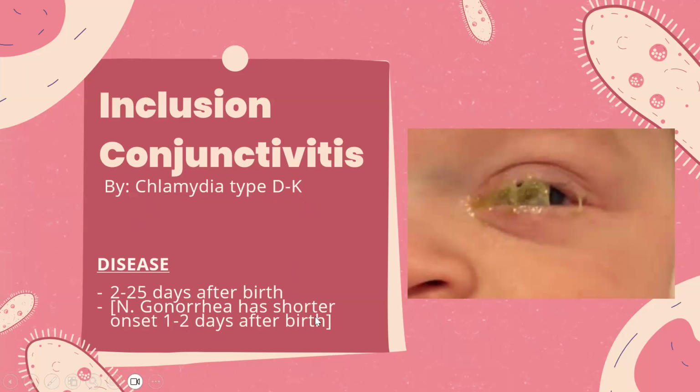So if a baby who just got birth has conjunctivitis 13 days after birth, it will not be Neisseria gonorrhea, because Neisseria gonorrhea will manifest in 1 to 2 days. It's going to be chlamydia.